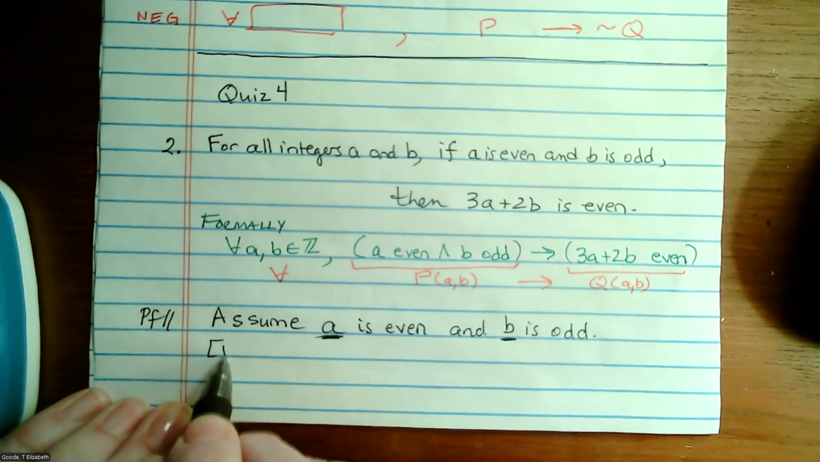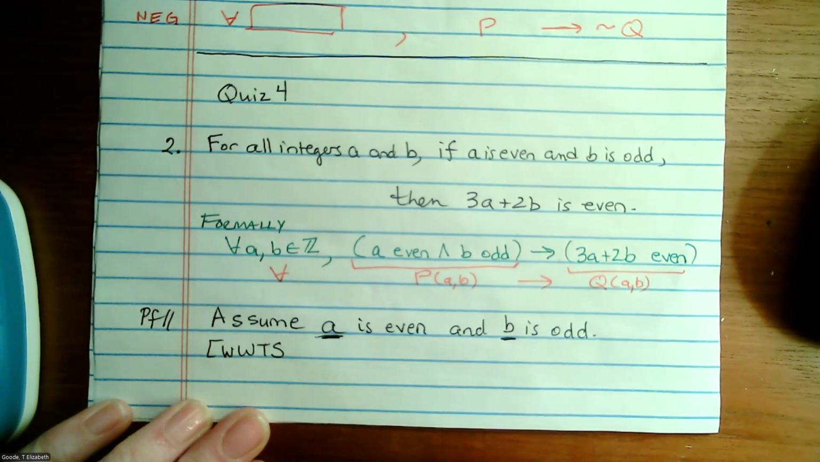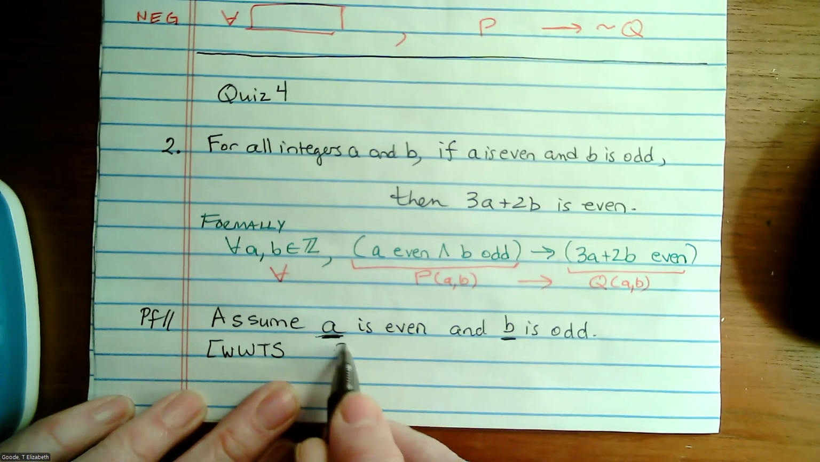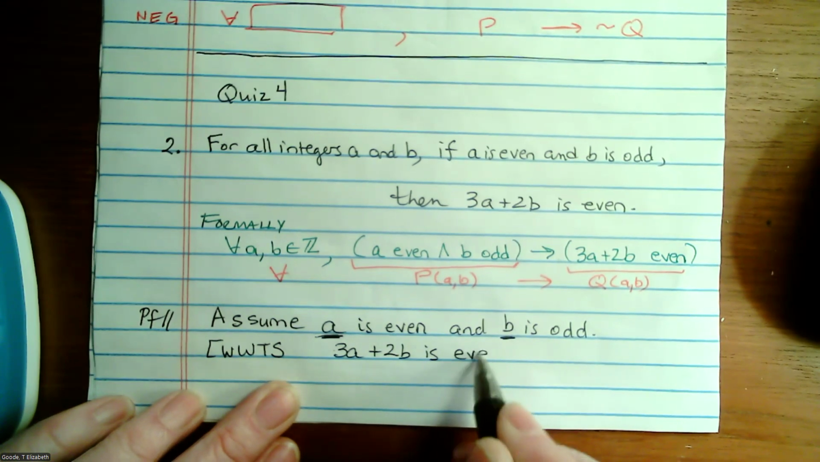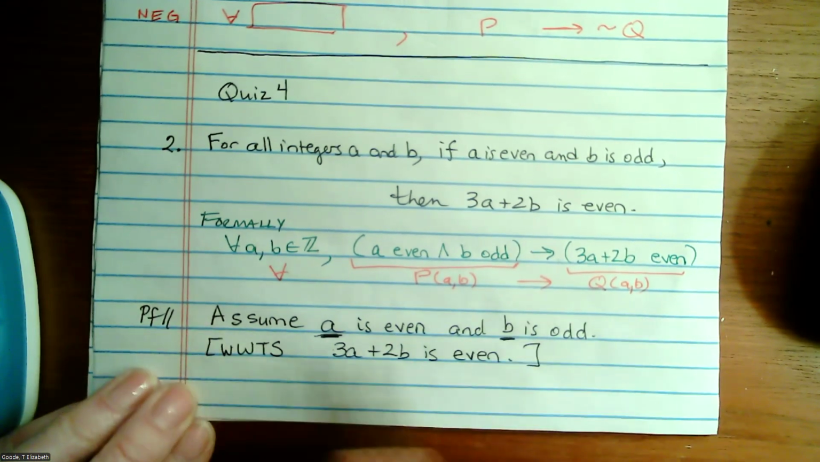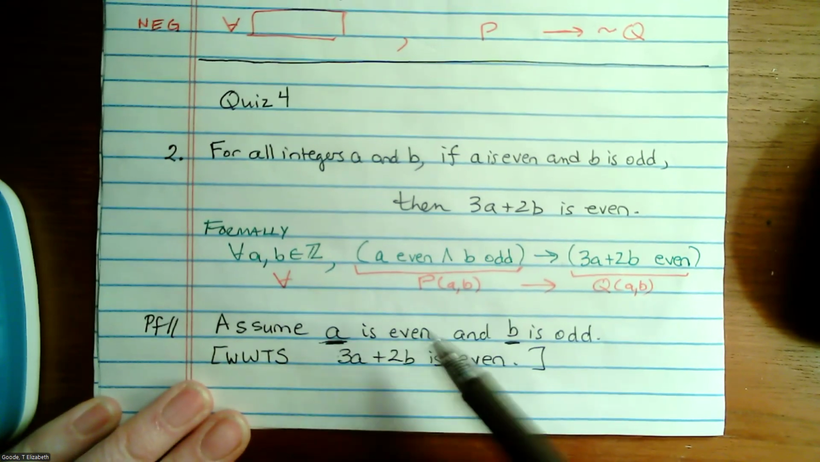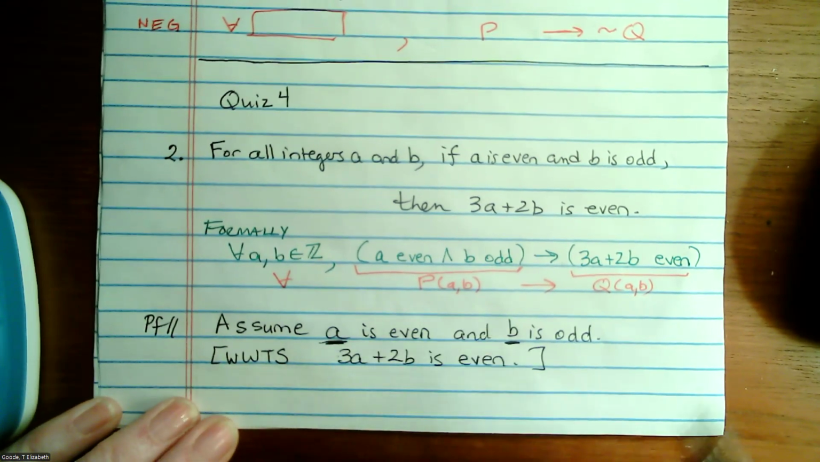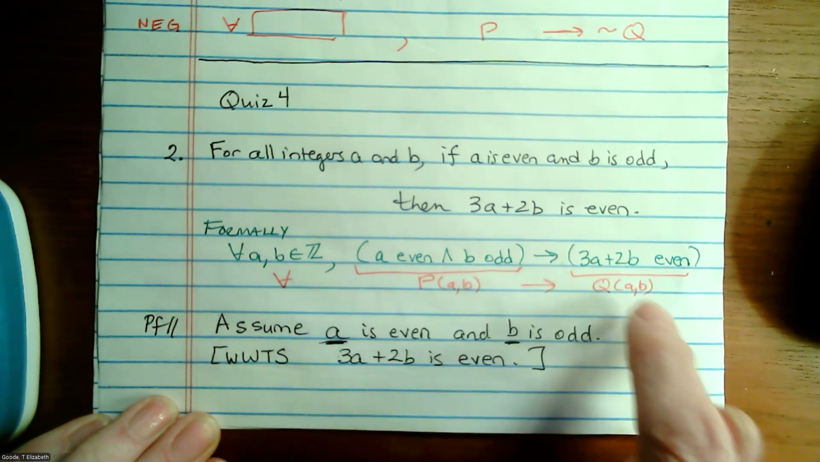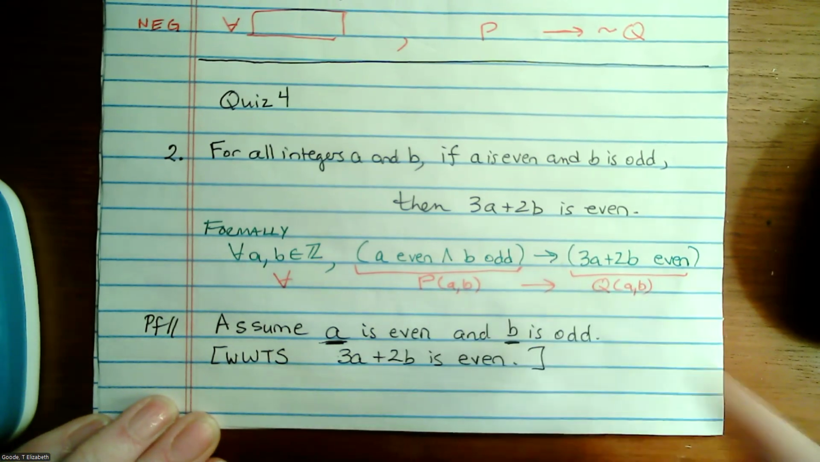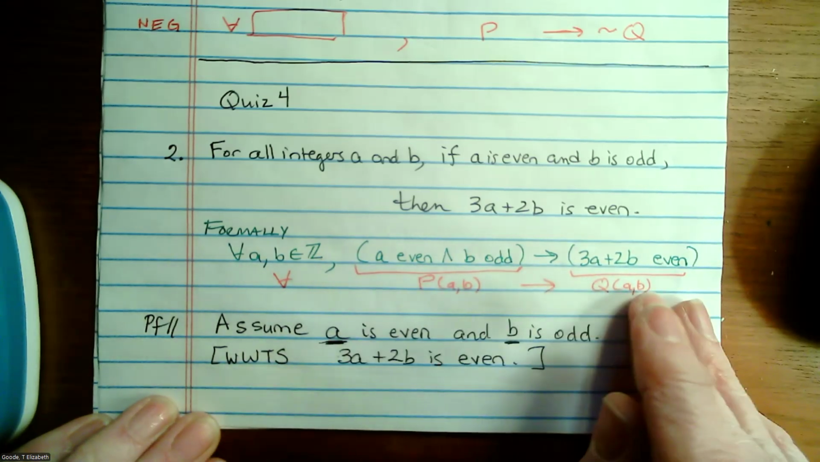What is it we're really going to try to do? We wish to show 3A plus 2B is even. Exactly. It's that simple. These were the answers to those two 8-point parts of that question. In direct proof, we assume P and we wish to show Q. So it is really helpful to identify your P and Q.